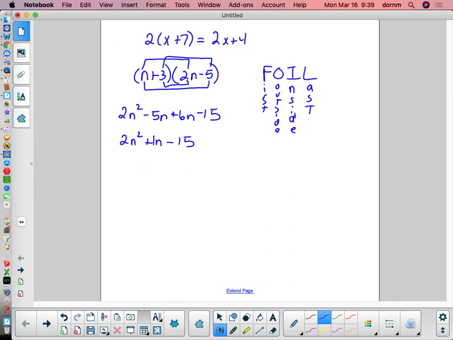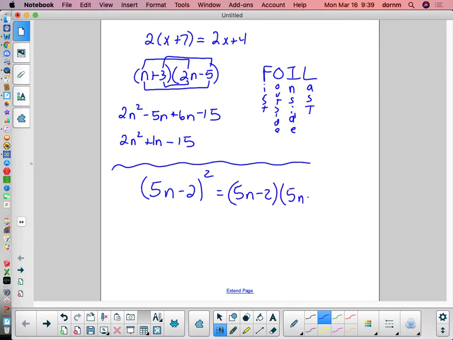Sometimes FOIL looks a little different. Sometimes we have things like this: (5n minus 2) squared. The thing you have to be careful of here is that we don't just distribute the exponent. We can't do that with a polynomial like that. We have to remember that this means (5n minus 2) times (5n minus 2).